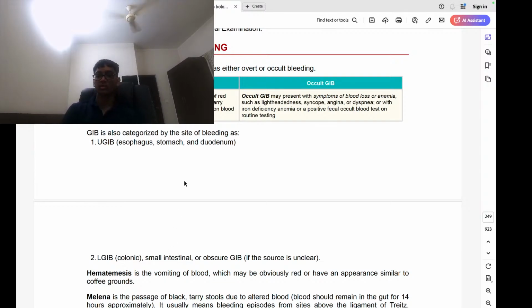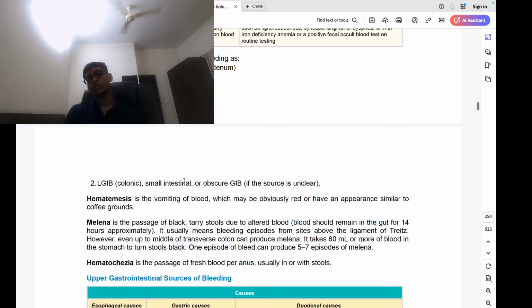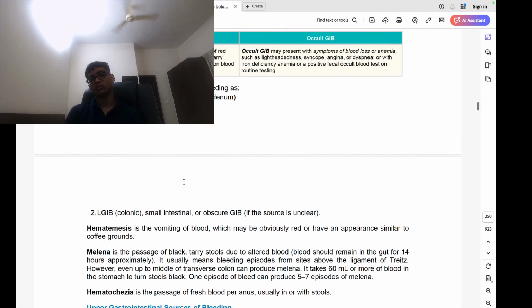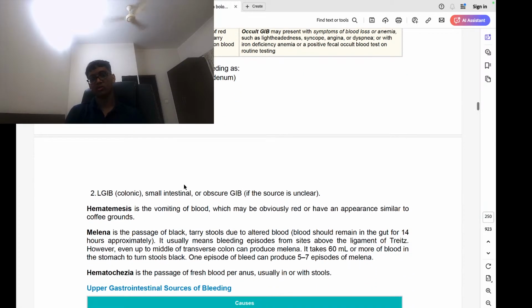Occult GI bleeding may present with blood loss or anemia, lightheadedness, angina, dyspnea, and all will be there, with iron deficiency anemia or a positive fecal occult blood test on routine testing. GI bleeding is also divided into upper GIB, which is the esophagus, stomach, and duodenum, and lower gastrointestinal bleeding. Small intestine bleeding is obscure GIB if the source is unclear.